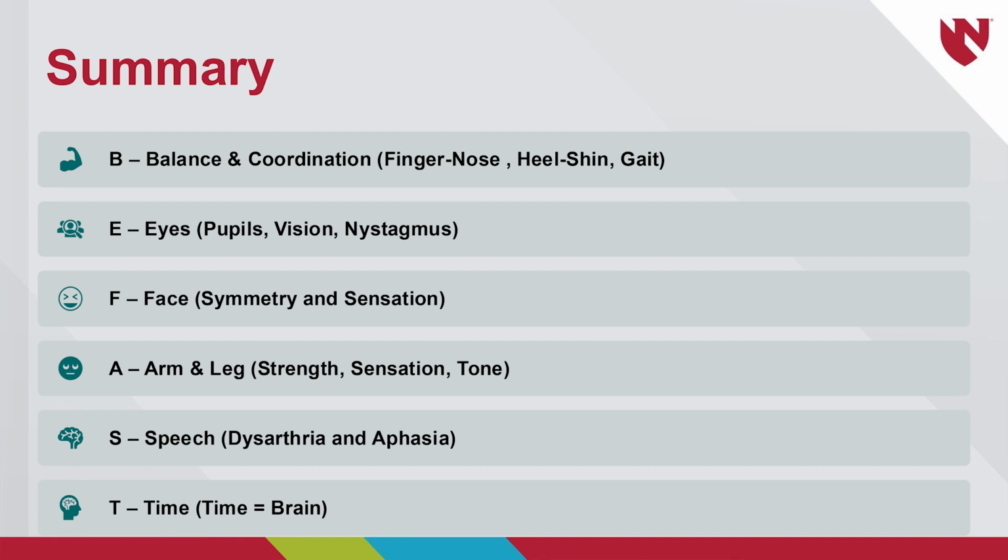This one I added on a little extra because we want to assess for dysarthria. And finally, T for time. And remember, time equals brain. So the faster we get a diagnosis, the faster they get to the hospital, the faster they get treatment, the more brain we can save when we're treating stroke patients.